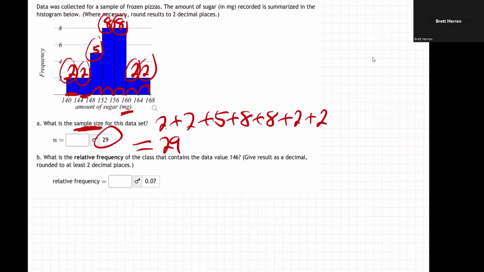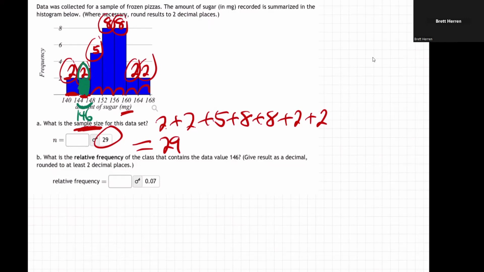Okay, so now the next question says, what is the relative frequency of the class that contains the data value 146? Give it as a decimal, rounded to 2 places. So which class contains 146? Well, that's this class right here. Can you see what I'm shading right there? That bar, because that goes between 144 and 148. So 146 is in there, in that zone between 144 and 148.